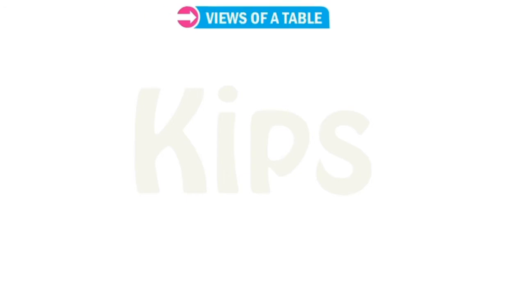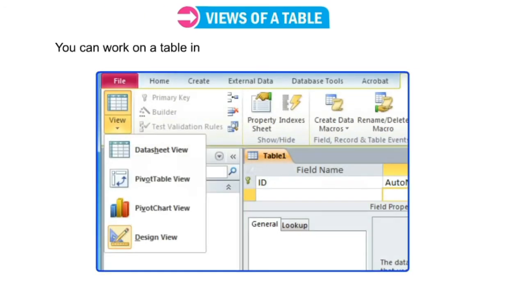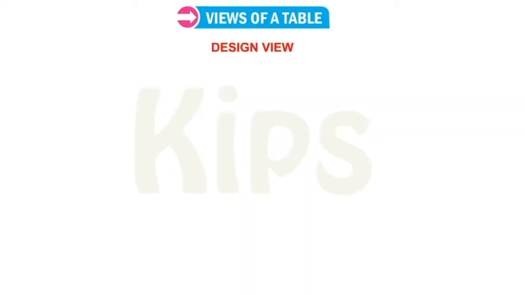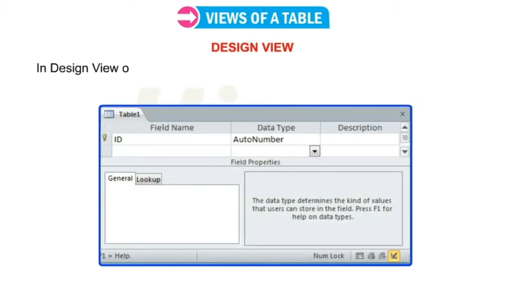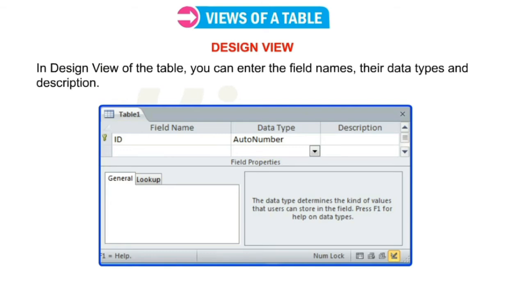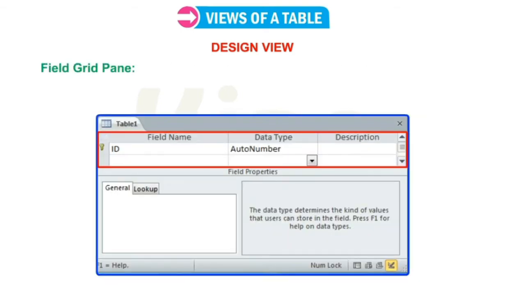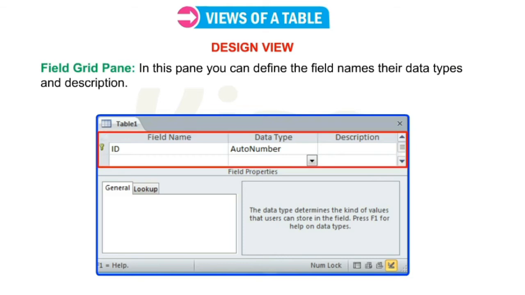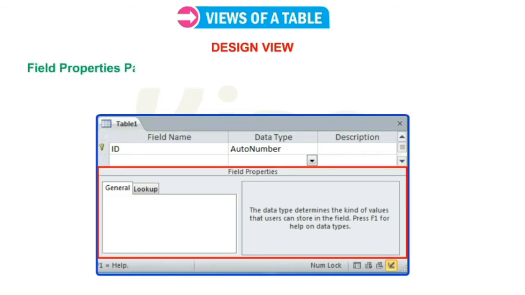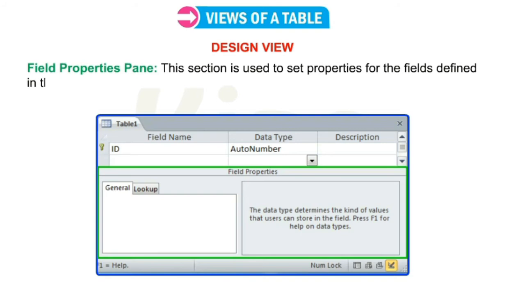Views of a table. You can work on a table in two views, design view and datasheet view. Design view. In design view of a table, you can enter the field name, the data type and description. The design view is divided into two parts. Field grid pane. In this pane, you can define the field name, their data type and description. Field property pane. This section is used to set properties for the fields defined in the table.